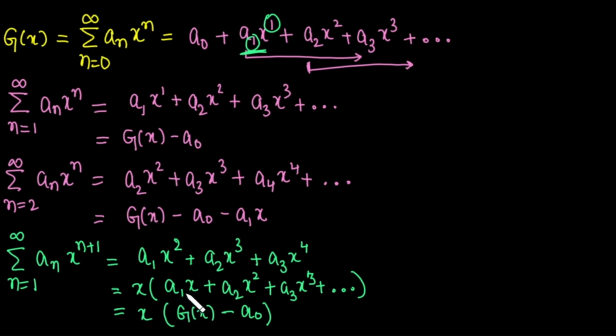Once you are getting the same value for the index and power, definitely we can directly write it in the form of g(x) if no term is missing. Like in this case, a naught is missing, so we can subtract a naught from g(x).